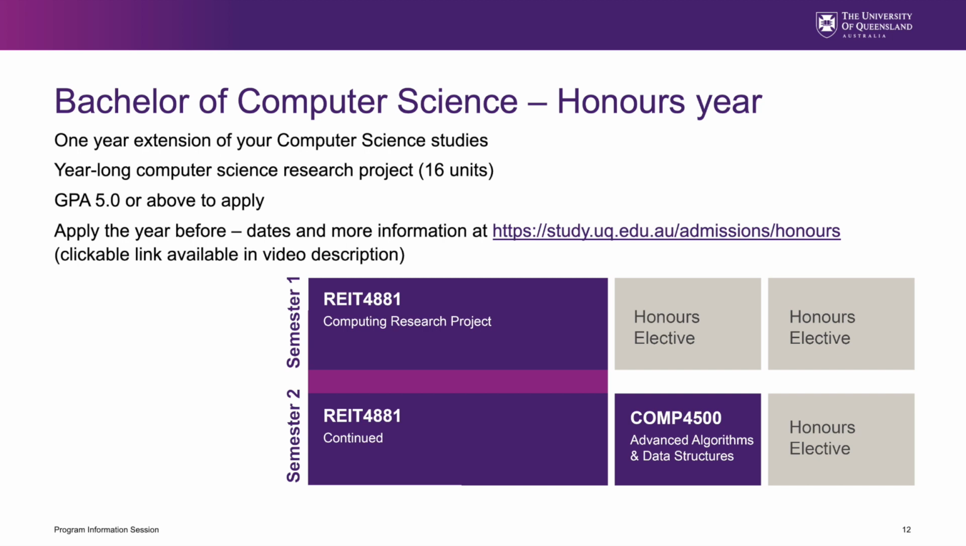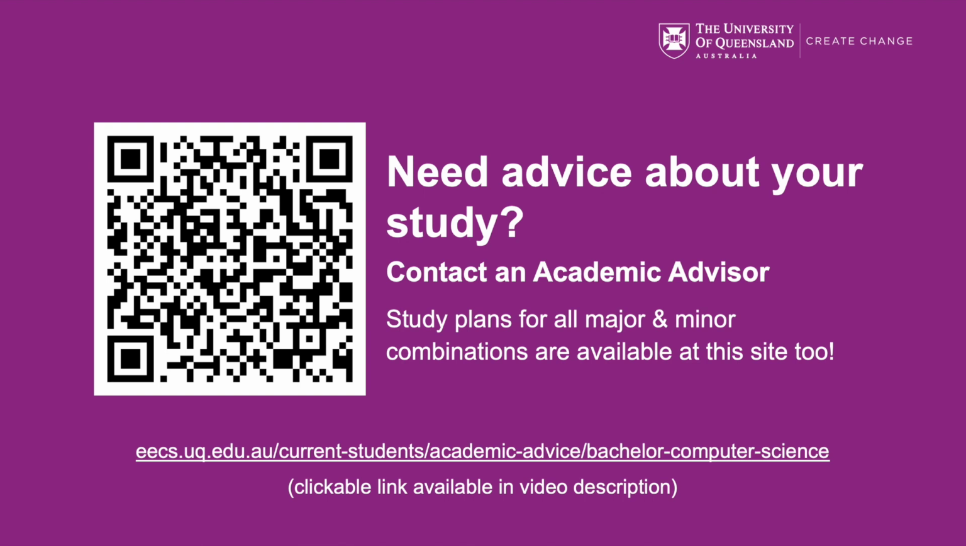It's worth thinking about this early so you can tailor your undergrad course selections to maximise the opportunities you have in your honours study. If you need advice about your study, you can contact an academic advisor. Study plans for all major combinations are available at the provided link as well.